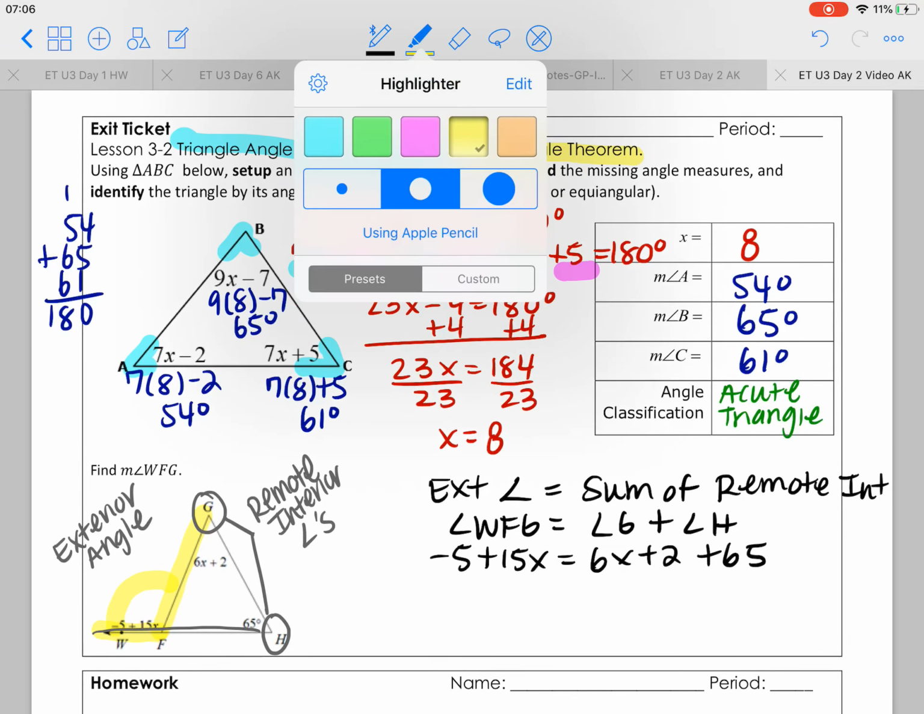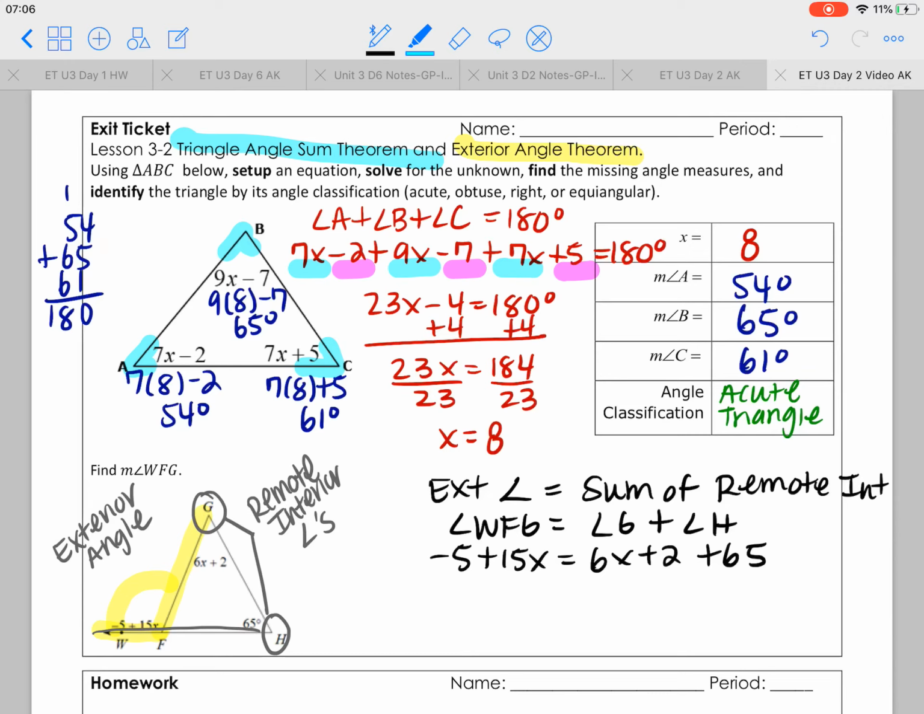Okay, we need to combine like terms here. I can combine the 2 and the 65. So -5 plus 15x equals 6x plus 67. Then I always tell you that when we're trying to move terms across the equal sign, we need to apply the inverse operation. I would like to combine my x terms, and I always advise you to move the smallest x term. So subtract 6x on both sides.